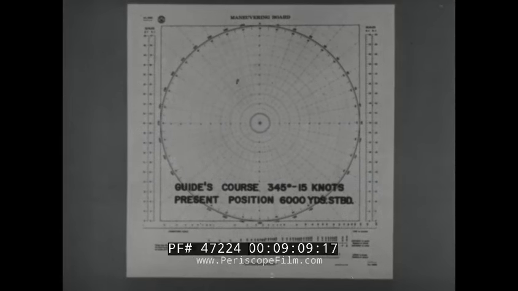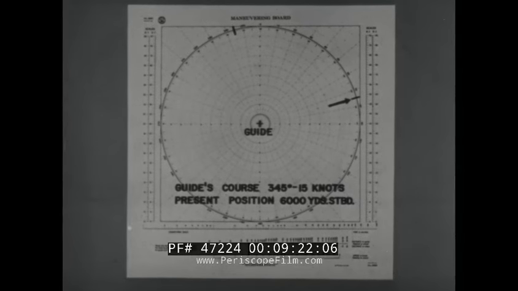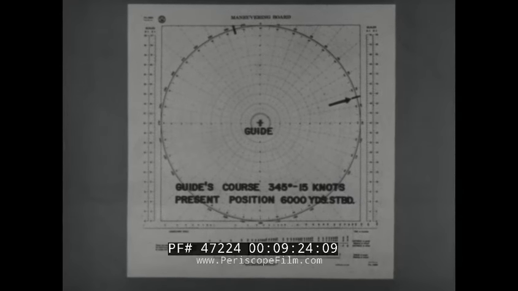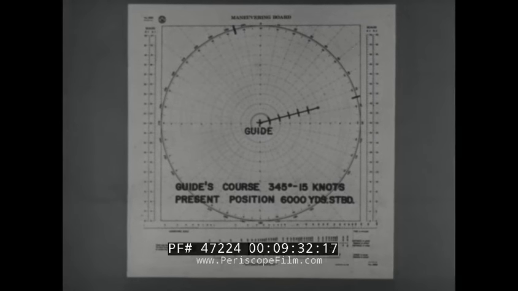First, you begin the relative plot. The guide's heading is 345 true. Your position is on his starboard beam, 90 degrees from his heading. Mark your true bearing 075 degrees from the guide. Taking each circle as 1,000 yards, you are 6,000 yards from the guide. Mark your present position.